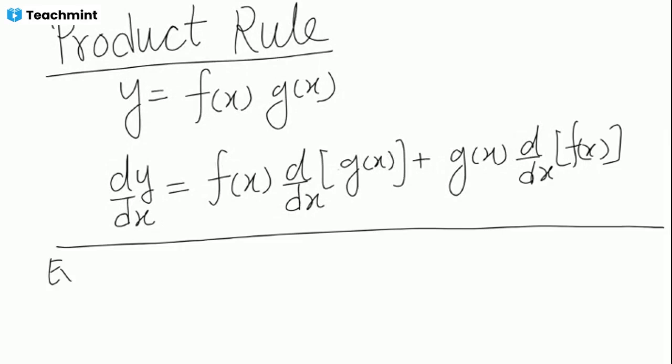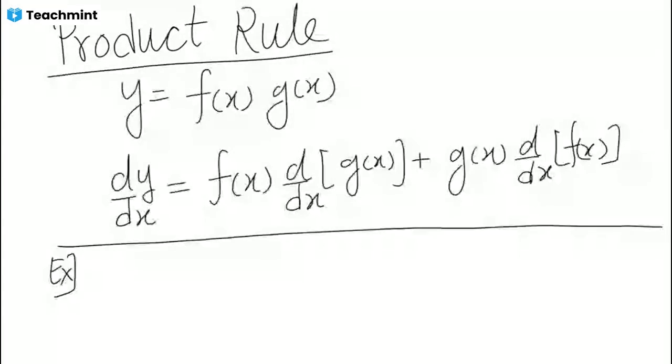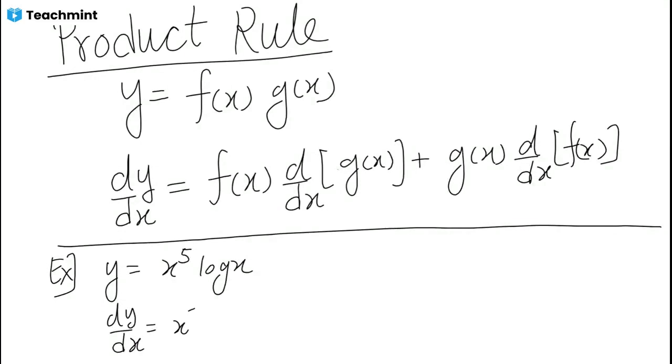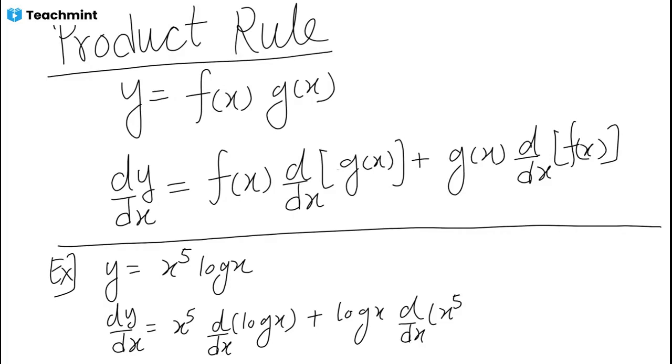We can do one example to understand this well. If y is equal to x to the power 5 into log x, and we need to find its derivative. So dy over dx will be: write down x to the power 5 as such and then differentiate log x, plus log x, and now differentiate x to the power 5. Now you got it?